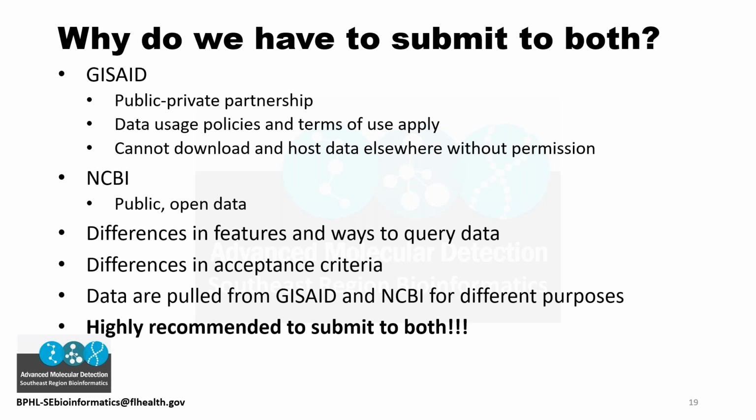Data are pulled from GISAID and NCBI for different purposes. For example, for a lot of our Nextstrain builds, GISAID was allowing the Nextstrain team to provide a curated metadata file that was already formatted to use as input for the Nextstrain pipeline. They've now discontinued that, so now we're pulling data from NCBI GenBank to make our Nextstrain builds. There are just different purposes for why you would pull data from each and how we're allowed to use that. So that's why it is highly recommended to submit to both and link your data across both databases.